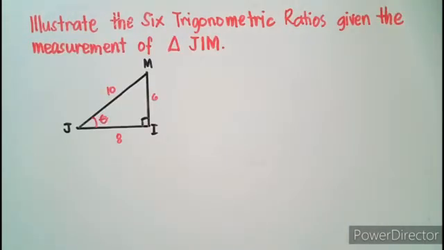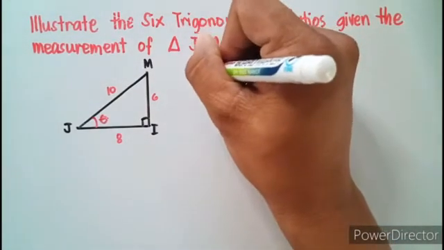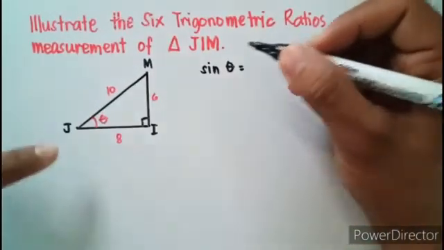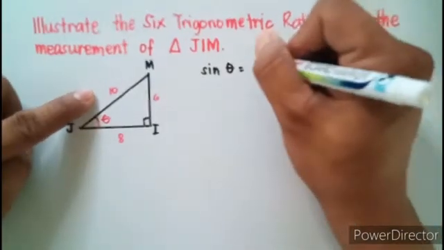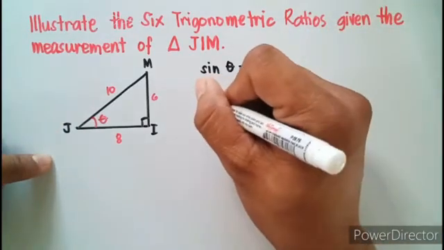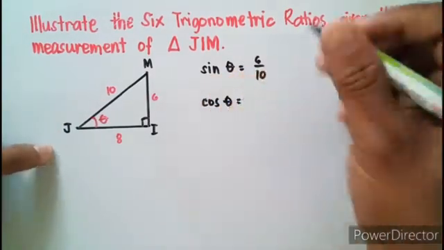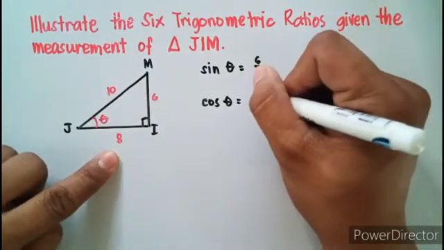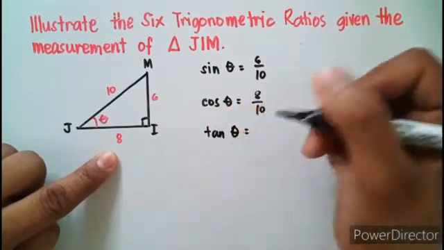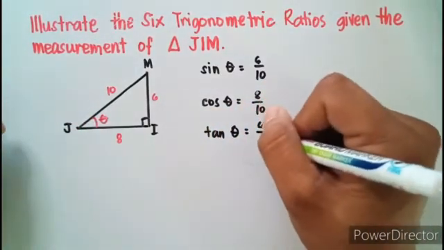Illustrate the six trigonometric ratios given the measurement of triangle JIM, having this as our theta as our reference angle. So, hindi ko na isusulat yung mga opposite over hypotenuse para masanay kayo. So, sine theta is opposite over hypotenuse, that is 6 over 10. So, kahit hindi nyo na siya i-simplify, okay lang. Then, cosine theta, that will be adjacent. This is 8 over 10. Then, our tangent theta is opposite. That is 6 over 8.